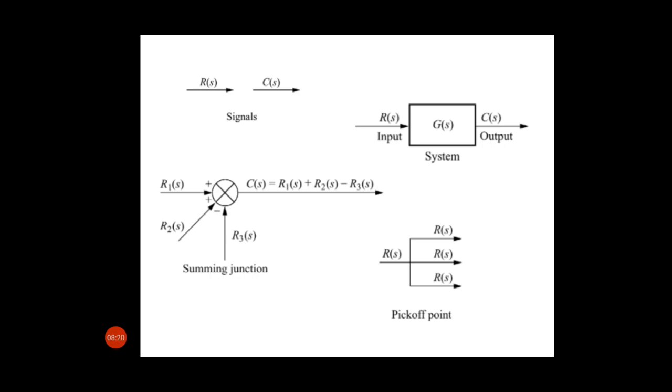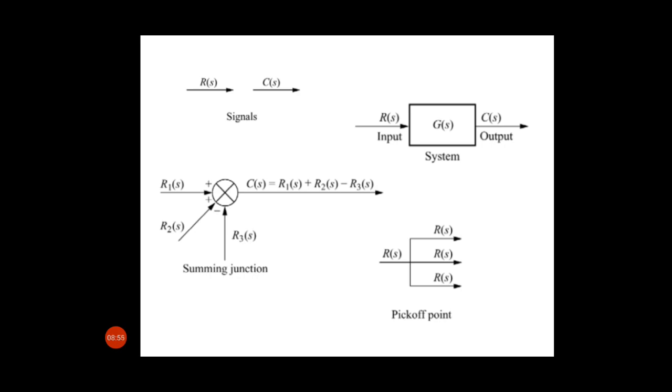So coming to the summing point. Here we can say this is a combining point, or adding point, or subtracting point. So this is the summing point. By this summing point, we can add 2 or more signals. I can add a maximum of 3 signals. So by the summing point, we combine the signals.